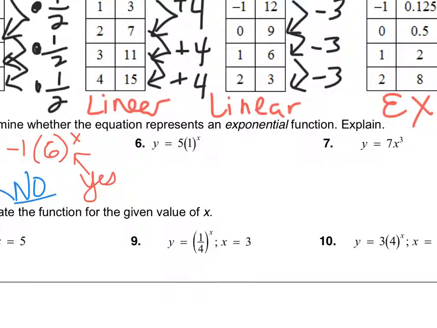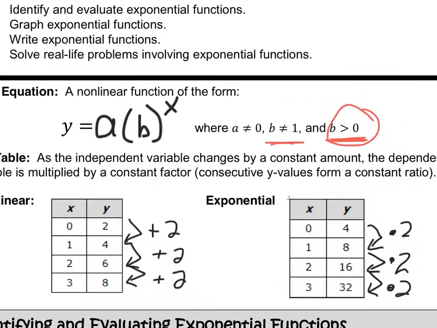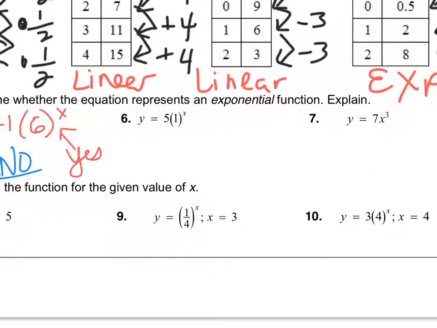Okay, so let's go to this next one. Another one of the rules is that b cannot equal 1. If you go back up here to our rules, b cannot equal 1. So when we look at this right now, very clearly they're saying b equals 1, so this is a no. Okay, our next one over here, we've got 7x to the third power. That's not exponential because it's always 7x to the third power. So nope. We would need this power to be to the x.